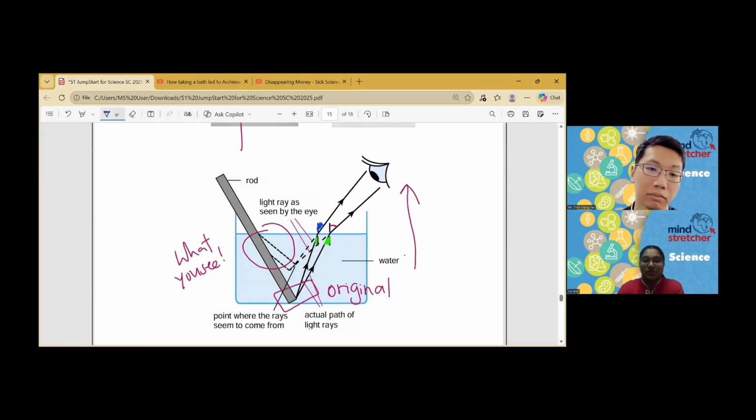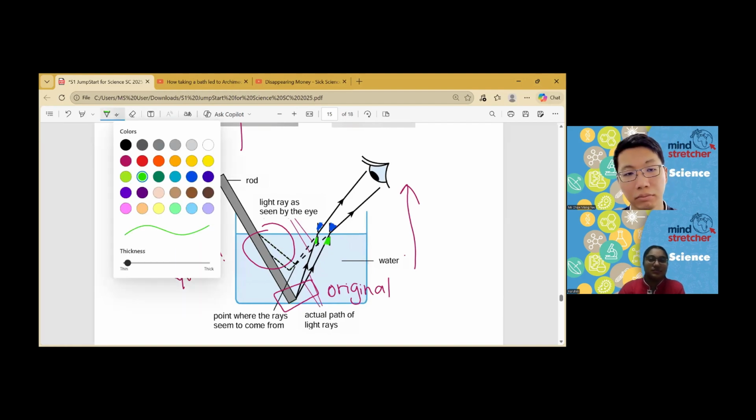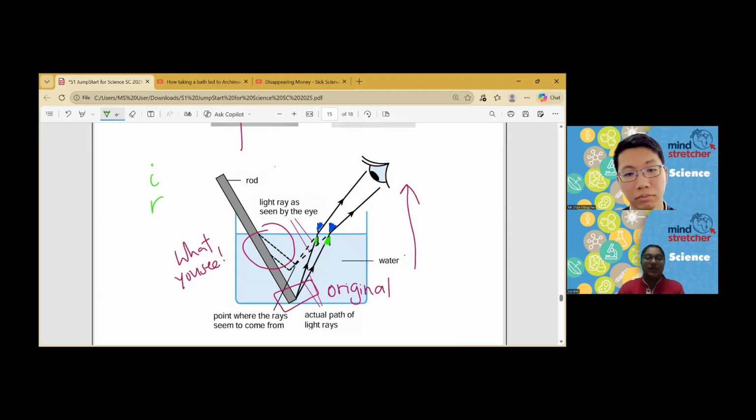So which one do you think is incident and which one do you think is refracted? I for incident and R for refracted. Take a look at the direction of your arrowhead. For all the diagrams that you have seen so far, the light has been coming in from the top, but in this case, it's coming in from the bottom. So which one do you think is I and which one do you think is R? Anyone has an answer? Incident ray should be the one going in, refracted ray should be the one that is leaving.